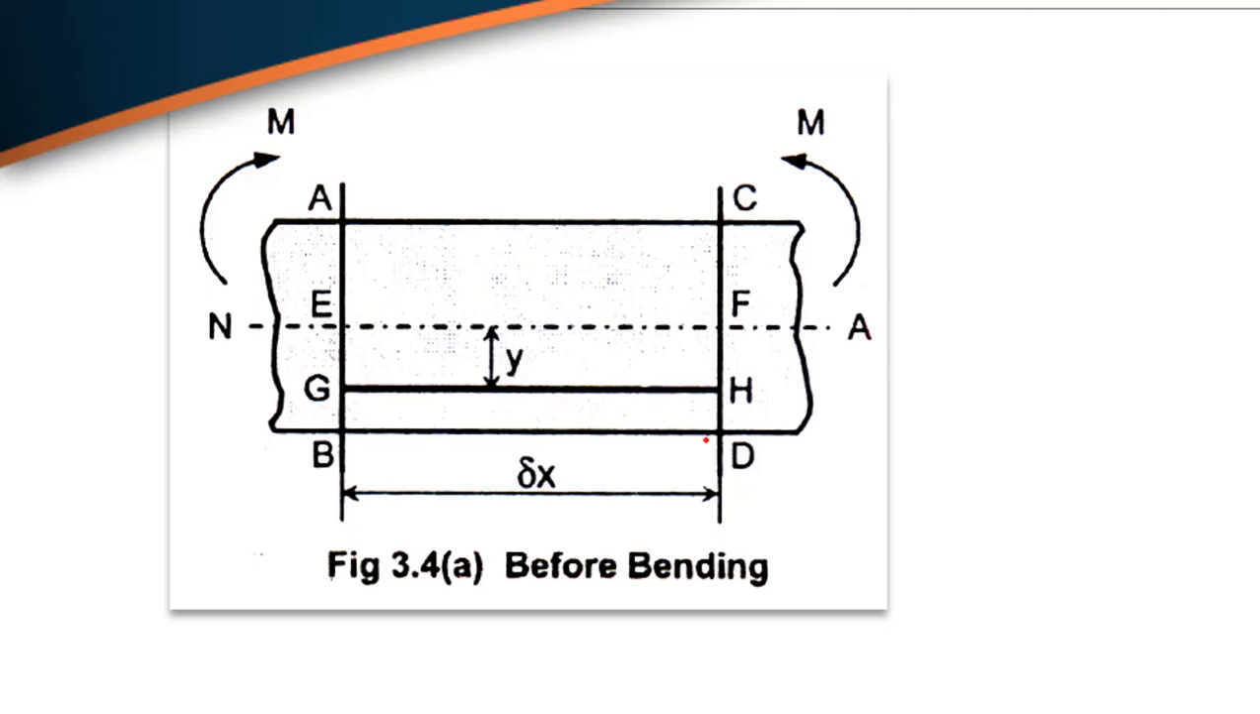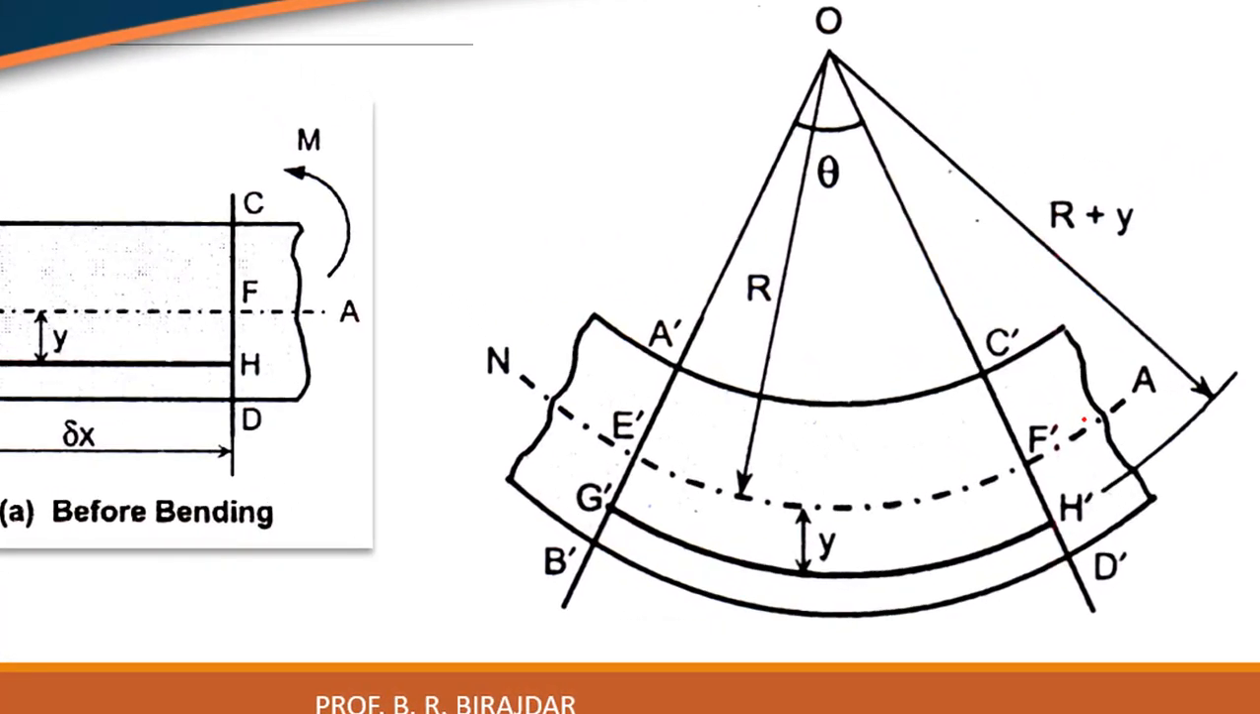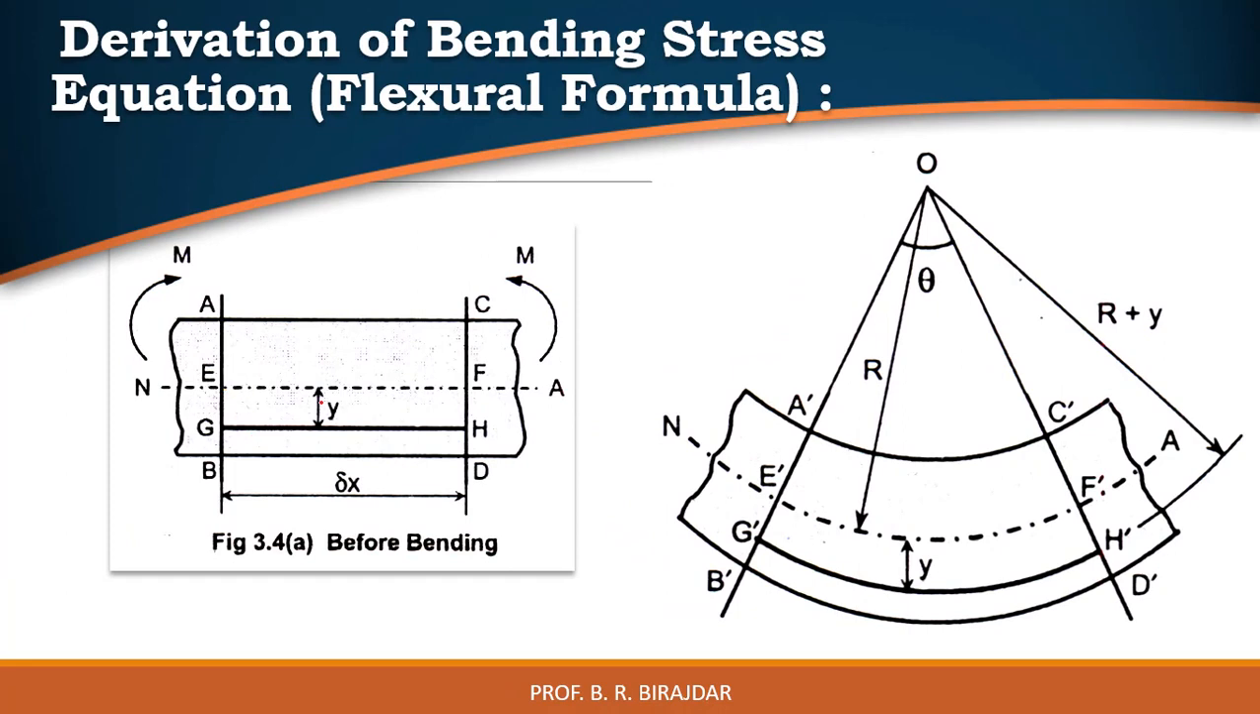When it bends, the beam is bent into a circular arc with radius r and center O. Now AC has moved to A dash C dash, EF has moved to E dash F dash, GH has moved to G dash H dash, and BD has moved to B dash D dash. Now above the neutral axis there is a compressive stress, and below the neutral axis there is a tensile stress.